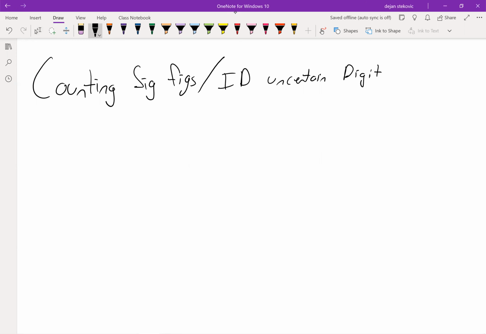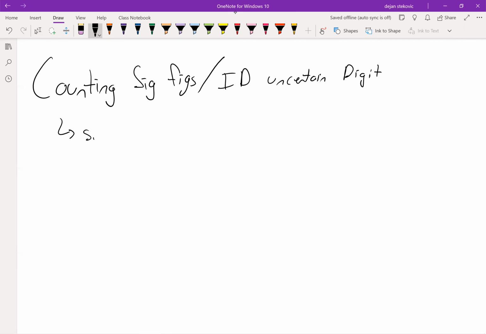All right, next up, we're going to learn how to count significant figures and identify uncertain digits in measurements, right? So when we take measurements, we often take measurements and then use them in conjunction with other measurements, right? We multiply them, we add them, depending on what science we do. And so in order to do the math, we sometimes need to know how many sig figs a number has or where the uncertain digit is.